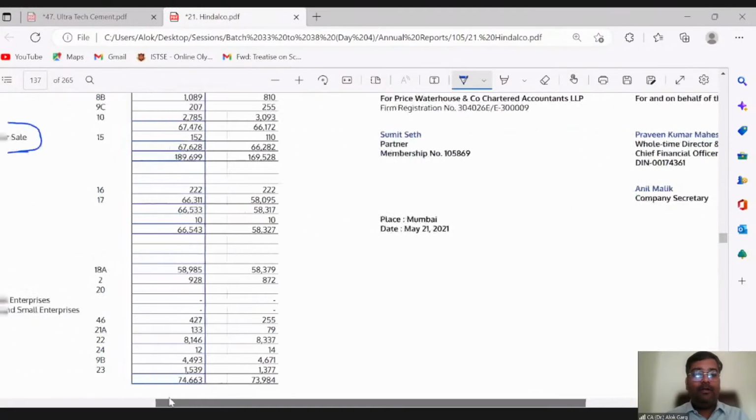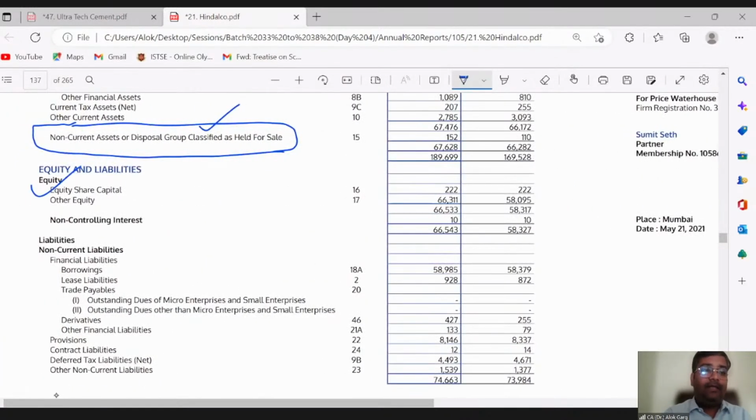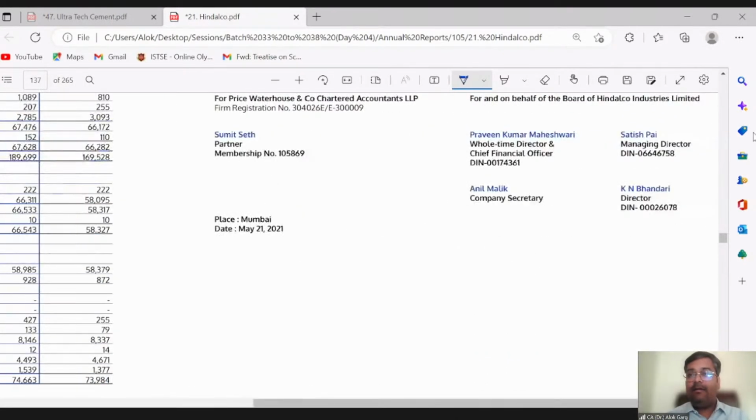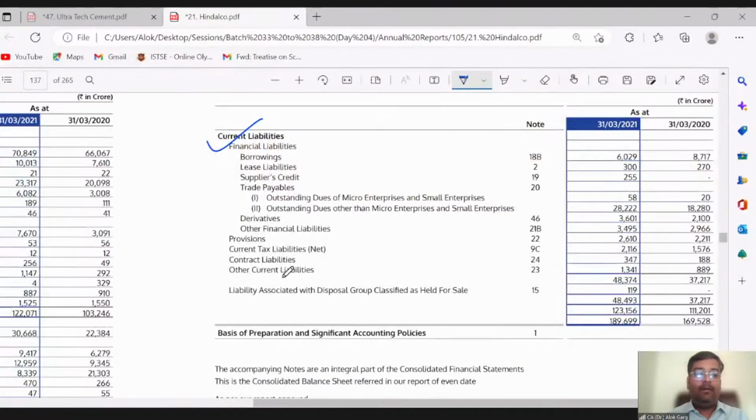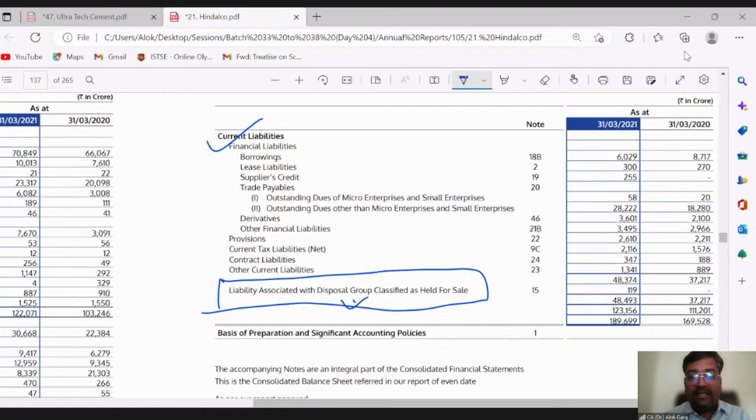Don't worry about this. This is equity. This is non-current liability. Then on the next page, there are current liabilities, and when you look at the current liabilities, there is a separate line item: liability associated with disposal group classified as held for sale. My intent is just to show you that in a disposal group held for sale, there could be liabilities also, and these liabilities have to be shown separately.